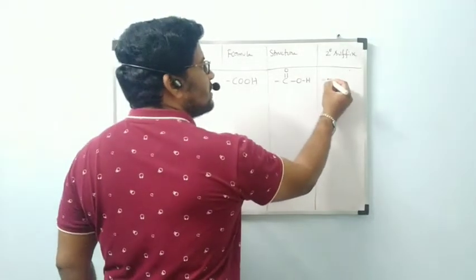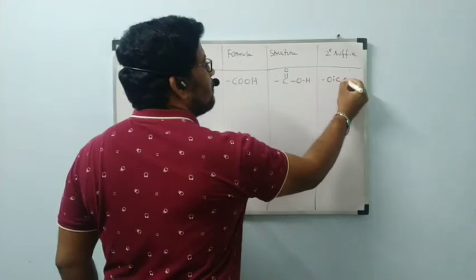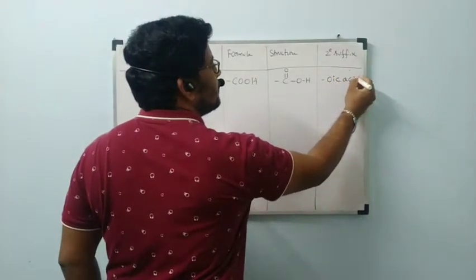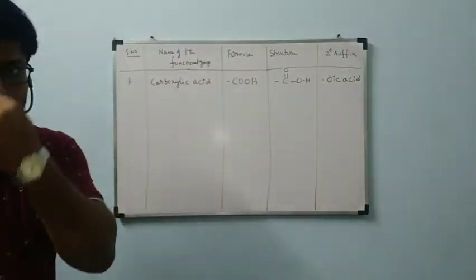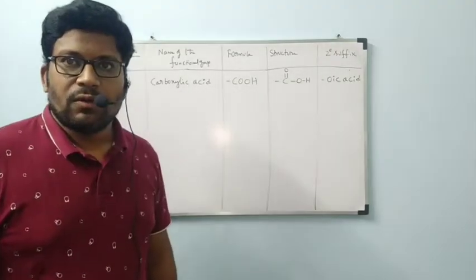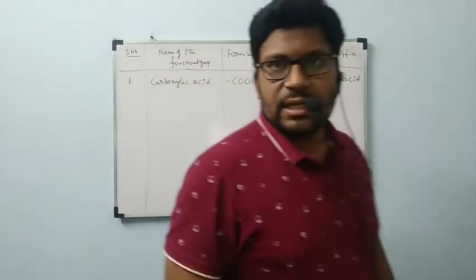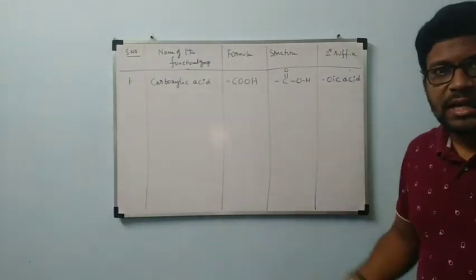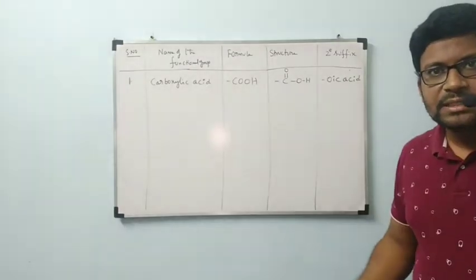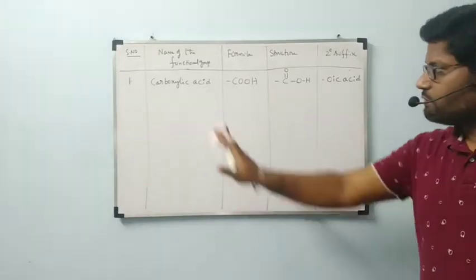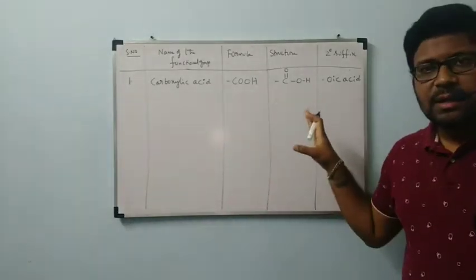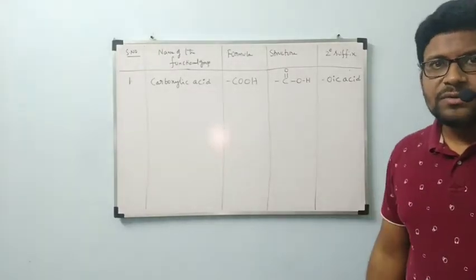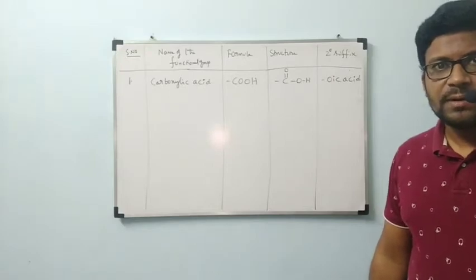Secondary suffix: oic acid. Oic acid, O-I-C acid. Butanoic acid, pentanoic acid, like that we will get the names. First let us write the table column. After that you will be habituated to the names easily. No problem at all.